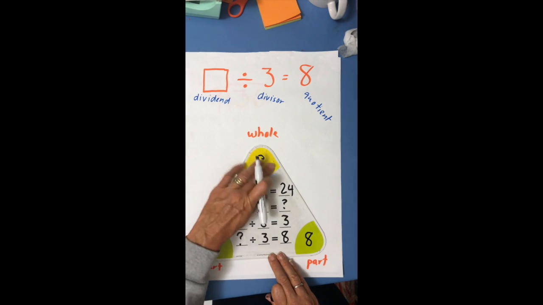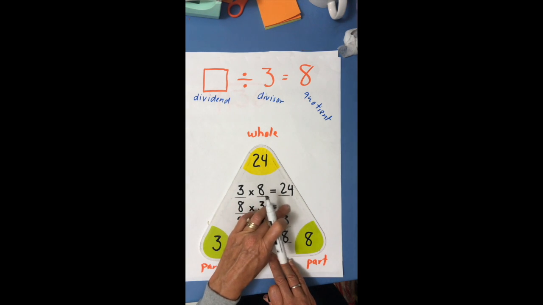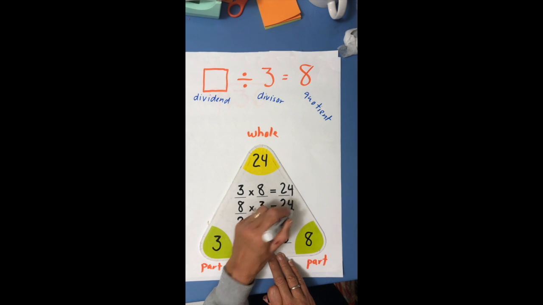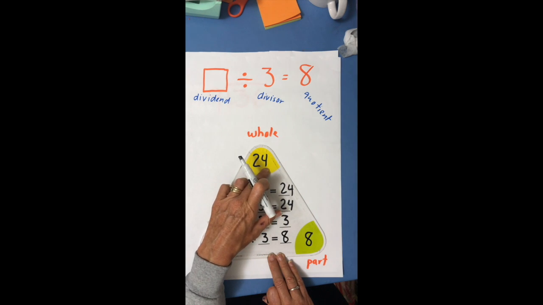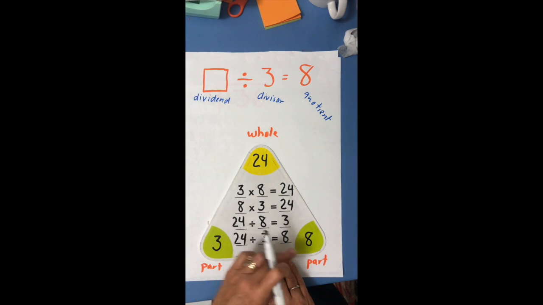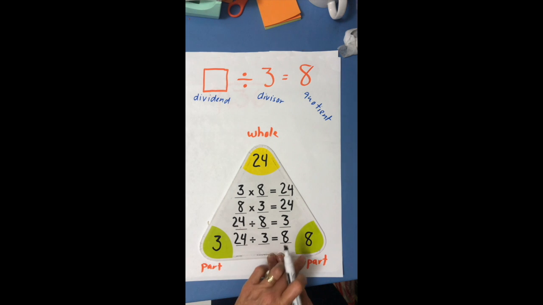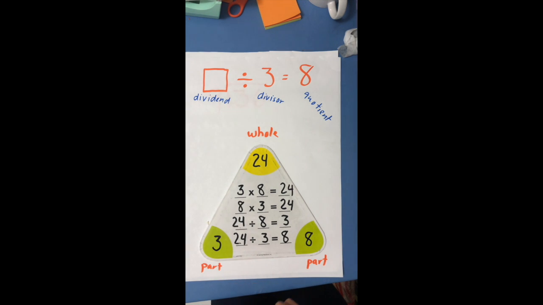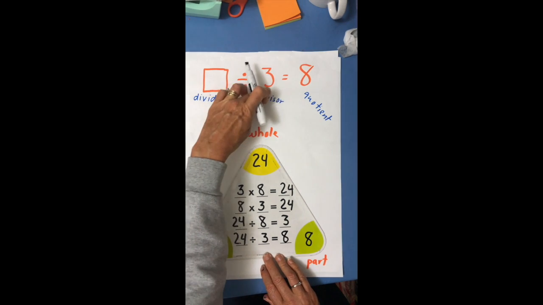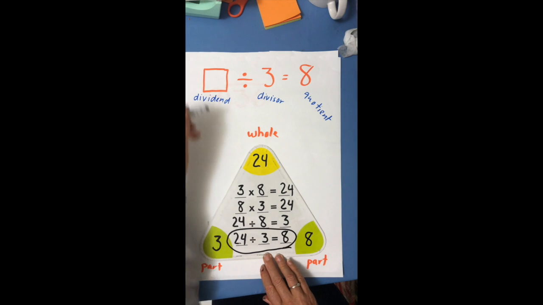So that means I know my whole is 24. So if my whole is 24, all I'm going to do is fill in the question mark in each of these. And again, these are my family members, and each equation has every member of the family in it. I have a 3, so all of them have a 3. I have an 8, so all of them have an 8. And I have a 24, so all of them have a 24. Now I have to look for one that looks like this, the divisor being 3 and the quotient being 8. Here it is. So I know the answer is 24.